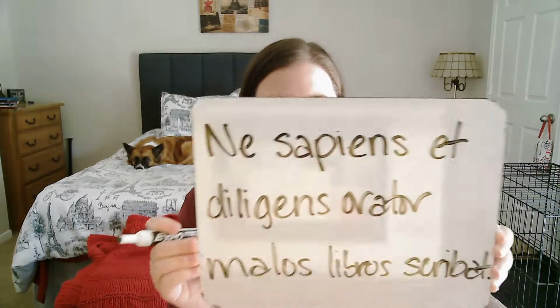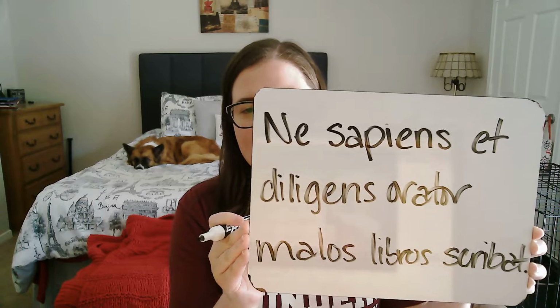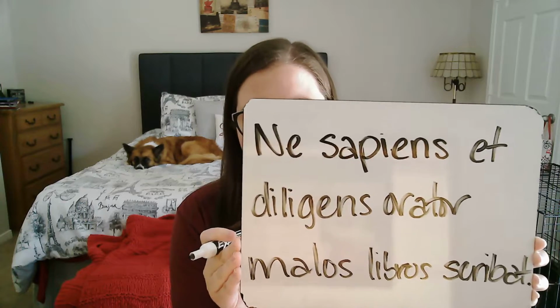Salete discipuli, here's an explanation video for the sentence that you should have just translated in your pod. That is, ne sapiens et diligens orator malos libros scribat.